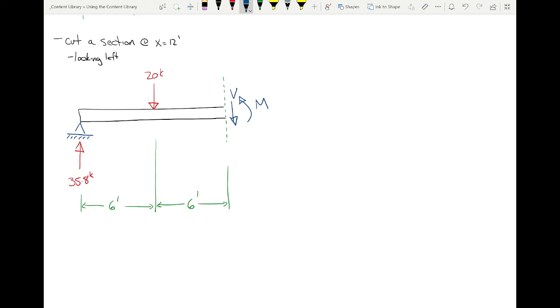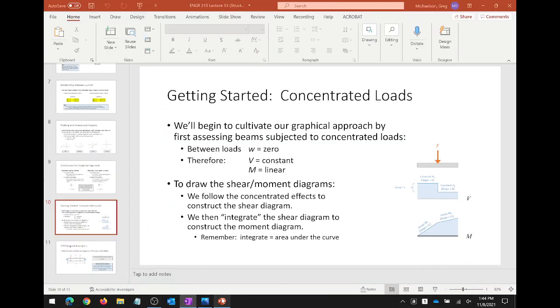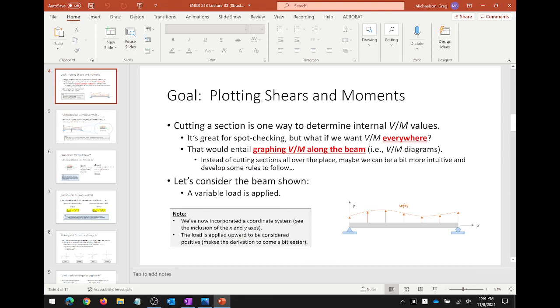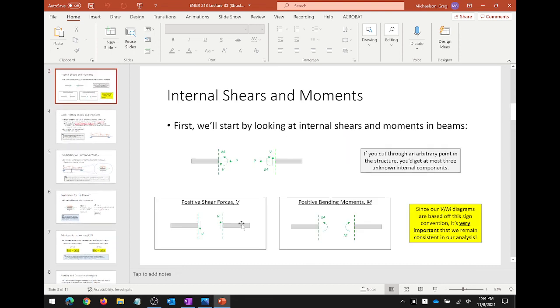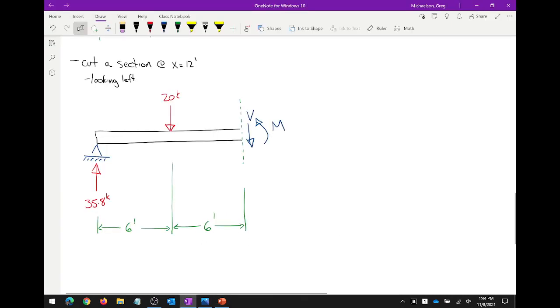Why am I drawing the V going down? Because according to our sign convention, when I cut a section and look to the left, I'm going to go back to my slideshow because I want you all to see that. When I cut a section and look to the left, downward shears are positive. When I cut a section and look to the left, counterclockwise moments are positive. So I'm drawing these according to their positive sign convention and seeing what happens. So watch this.